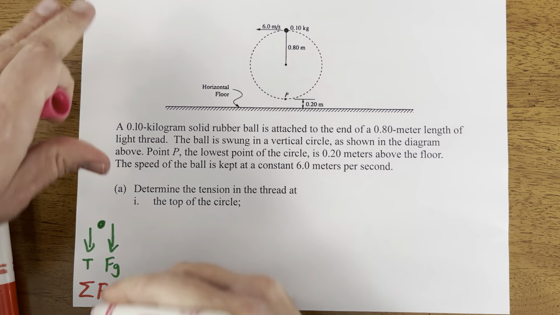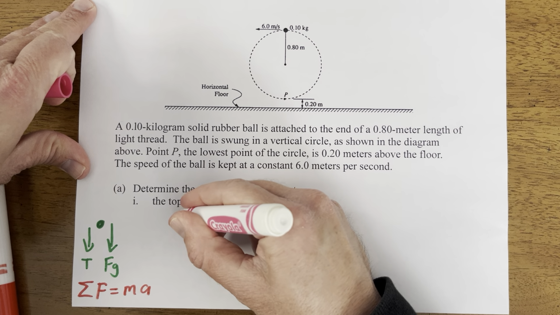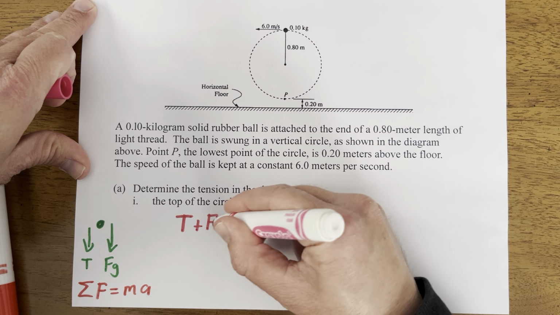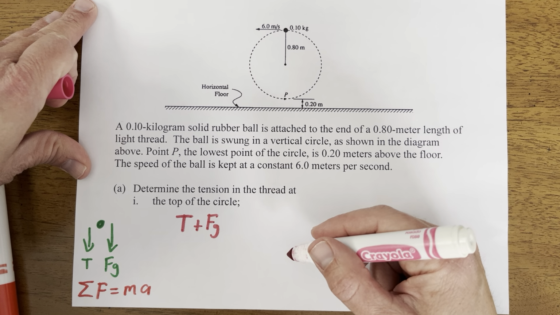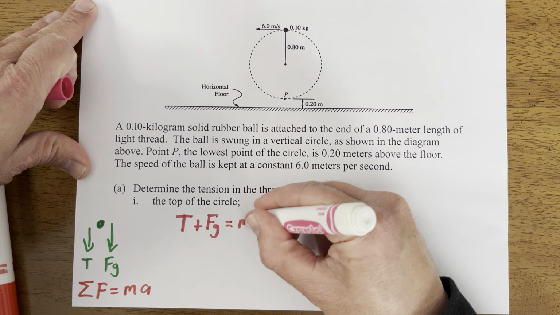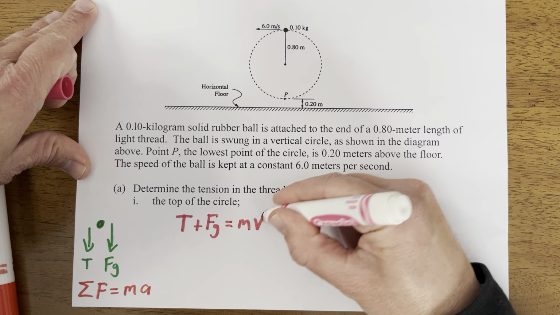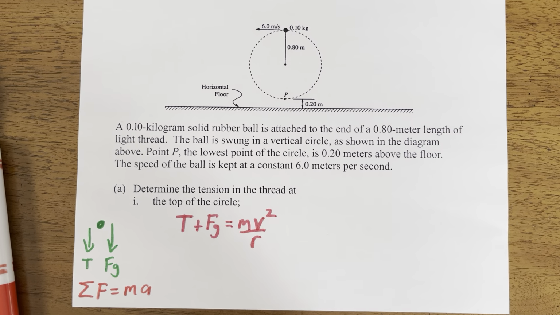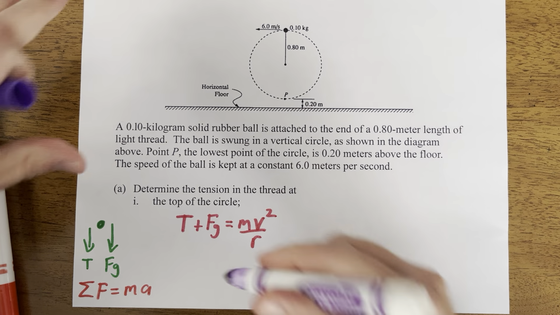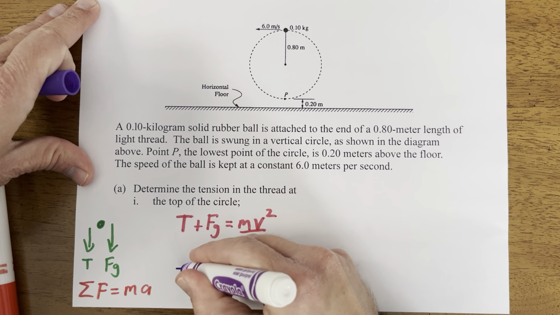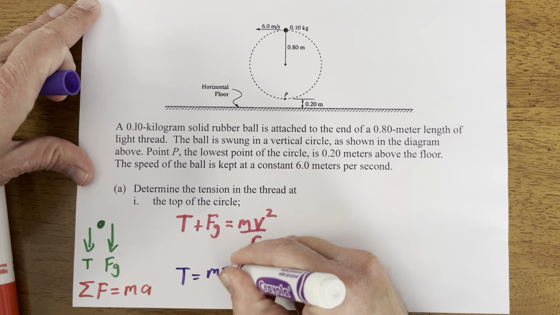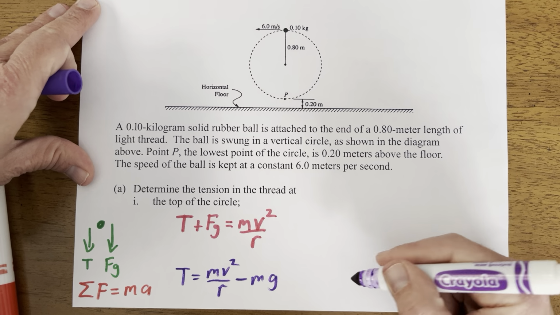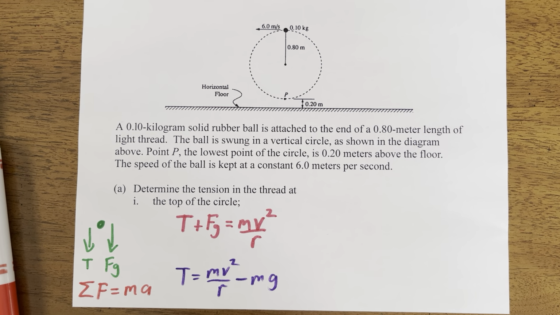Now, what forces do we have? Remember our rules. Anything that points towards the center is positive. So tension points towards the center and gravity points towards the center. So they're both positive forces there, and that will equal mass times the acceleration. Since it's going in a circle, we know that acceleration is v squared over r. Now let's move the force of gravity over to the other side because we're trying to solve for tension. So tension is equal to mv squared over r minus the force of gravity, and I'm also going to substitute in mg for the force of gravity.